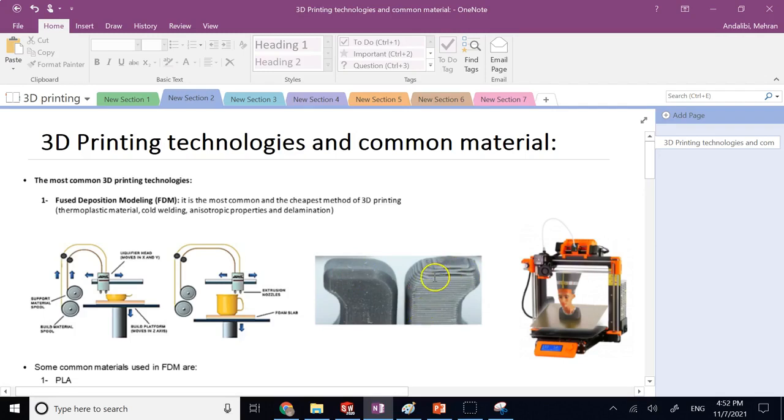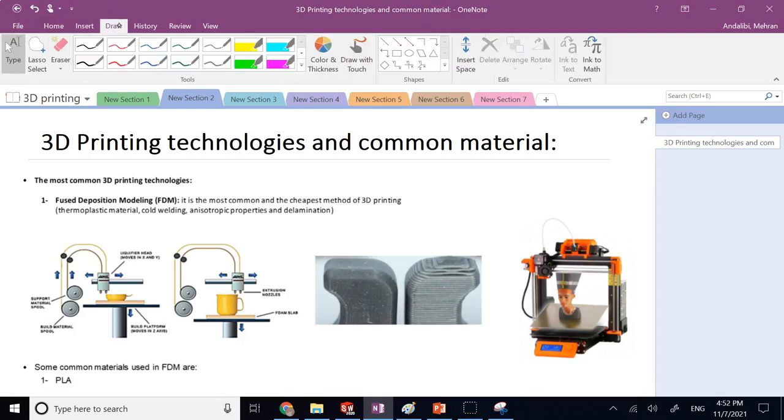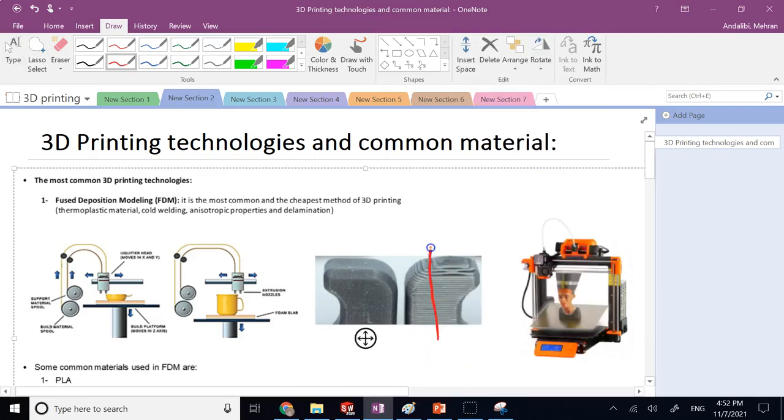Most of the time you see this layer by layer nature, which makes the material anisotropic, which means the mechanical properties of the material are not the same in different directions, and typically in the direction of the print, which is the z-axis or upward. In this z direction, typically you have the weakest mechanical properties of the material, and these layers can come easily off each other, like what you can see here, and it's called delamination.